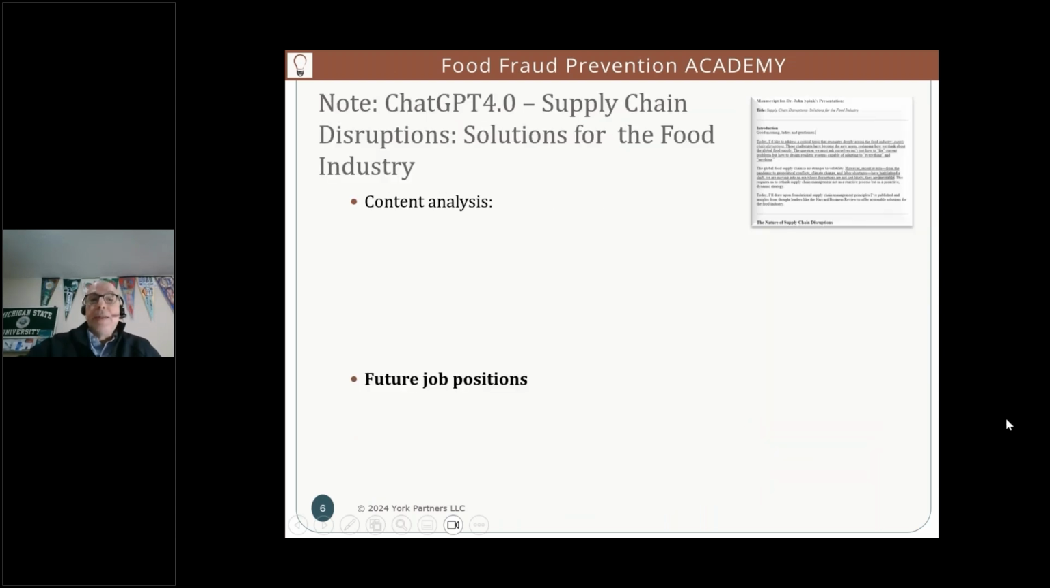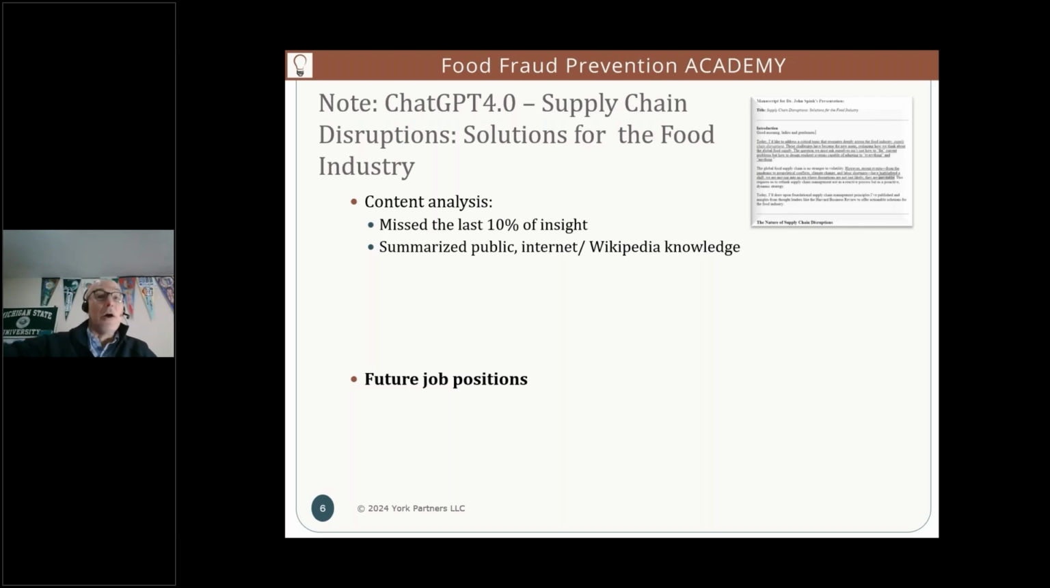So when we look back at the paper, where was it really helpful? One thing is when you have an outline or detail and you have the conclusions, it's great for creating documents or summaries, things like that. In content analysis, we did find that it missed 10% of the insight because it was more general. It didn't have the confidence to go into that detail. It summarized public, internet, or Wikipedia knowledge, which is fine if you're looking for a general overview to get started on something. Like, who was the best Cincinnati Reds baseball player? That's a good way to start, and then you can do your more detailed knowledge.